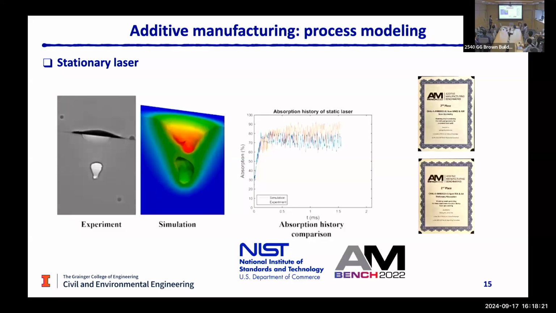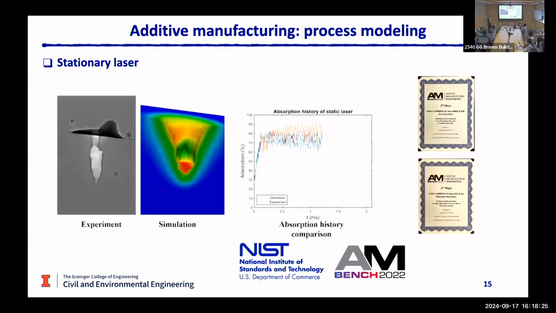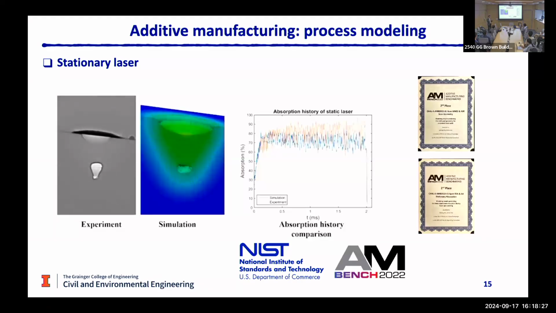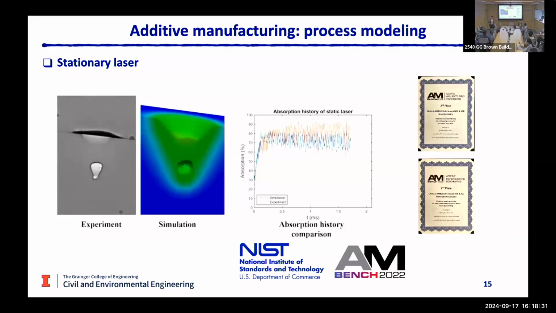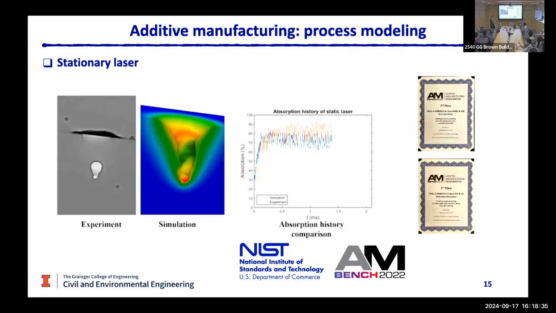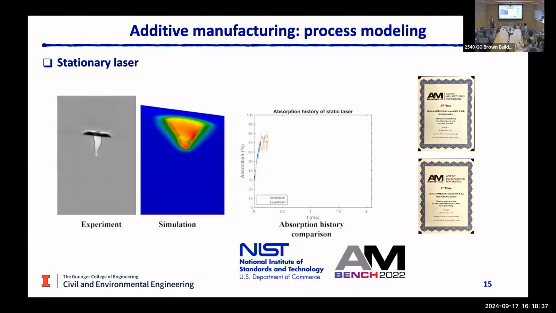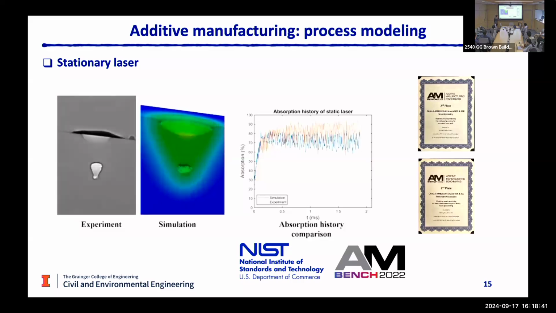So NIST organized a blind modeling competition. They run a set of experiments and hide the results, they release the process parameters to modelers, and then you simulate the result and submit it to them. They compare the submissions to pick the winners. Let me show you what those videos mean.